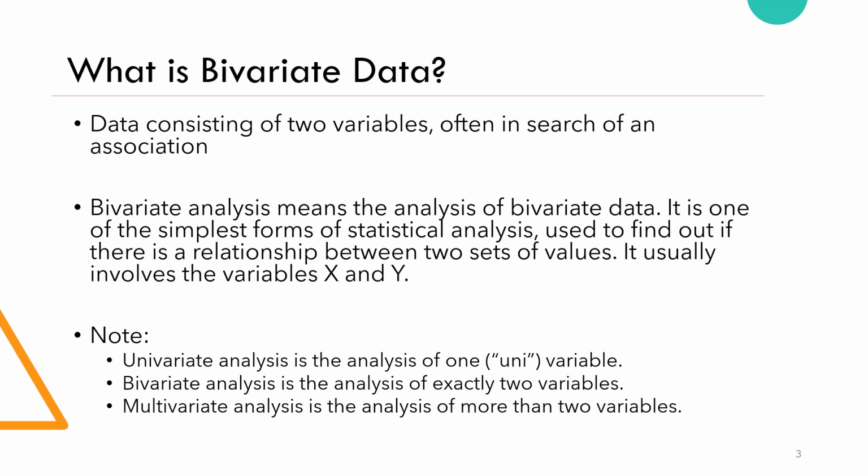Response variable, also called y or dependent variable, measures or records the outcome of the study. An explanatory variable is also called x, independent variable, or predictor variable, that explains the change in the response variable. As you can see in the notes, bivariate analysis refers to the analysis of exactly two variables. Of course, we also have univariate analysis or multivariate analysis, depending on the number of variables in the study.